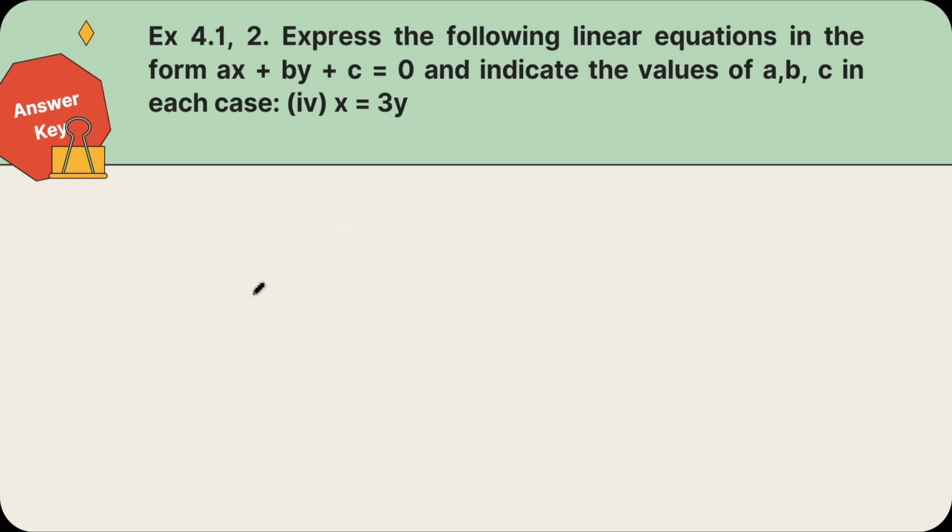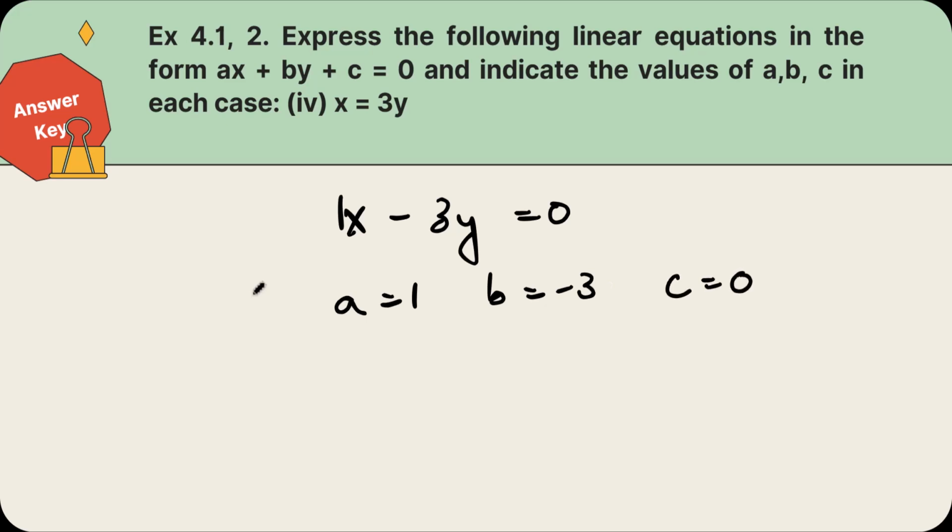Next question, we can write it as x minus 3y. Take everything to the left hand side, right? What is a? A here is 1. Okay. What is b? B here is minus 3. What is c? There is no c, that means c is 0.